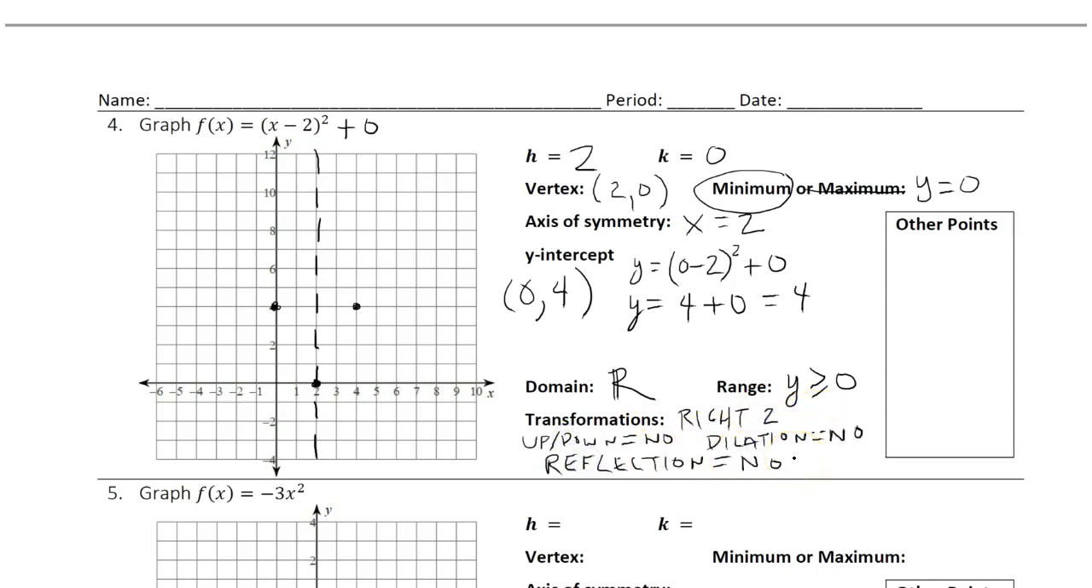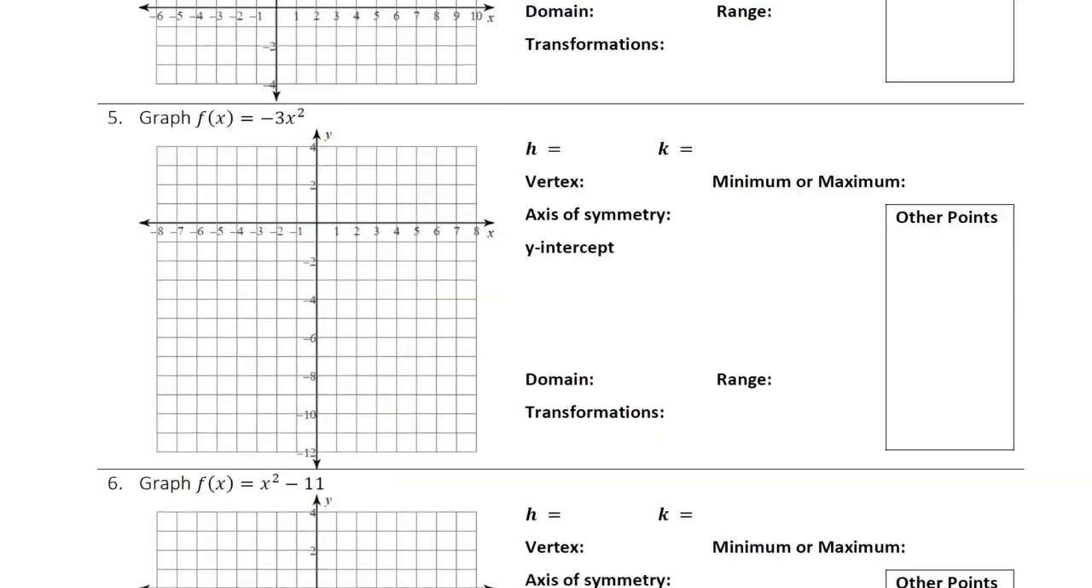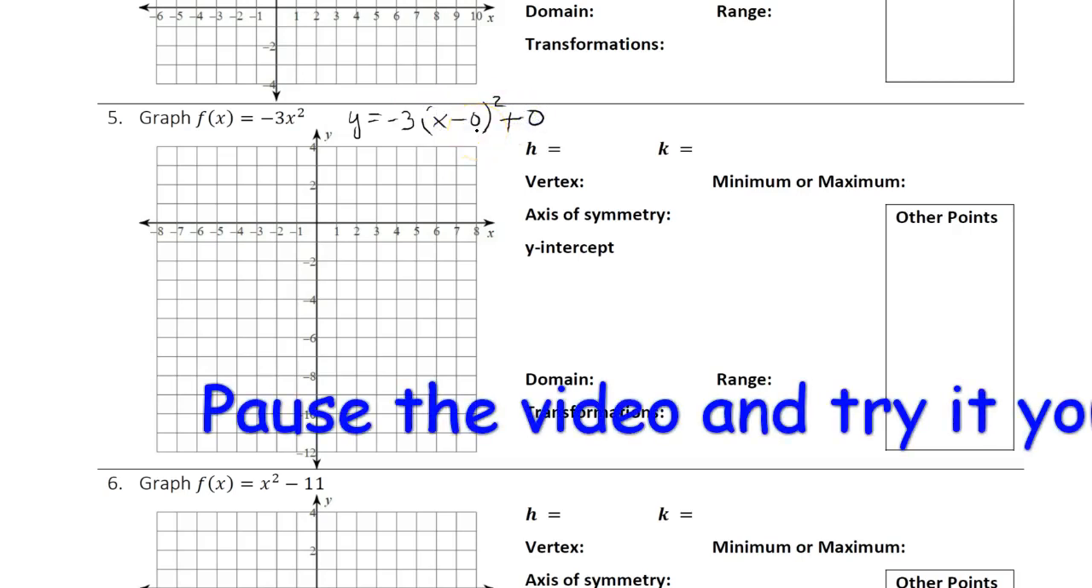Use our pattern to find the other points. 1 times 1 is 1, over 1 and up 1. 1 times 4 is 4, over 2 and up 4. 1 times 9 is 9, over 3 and up 9. Draw a smooth curve. In this case, the parentheses is missing. You can replace the x squared with (x minus 0) squared and put a plus 0 at the end. Now pause the video and proceed as usual.